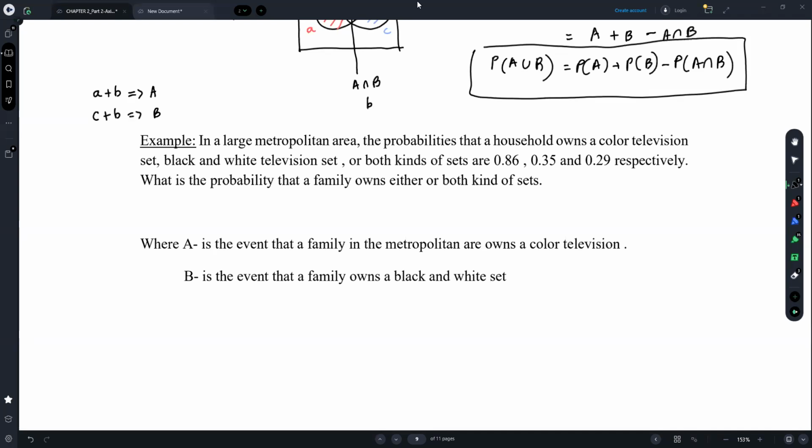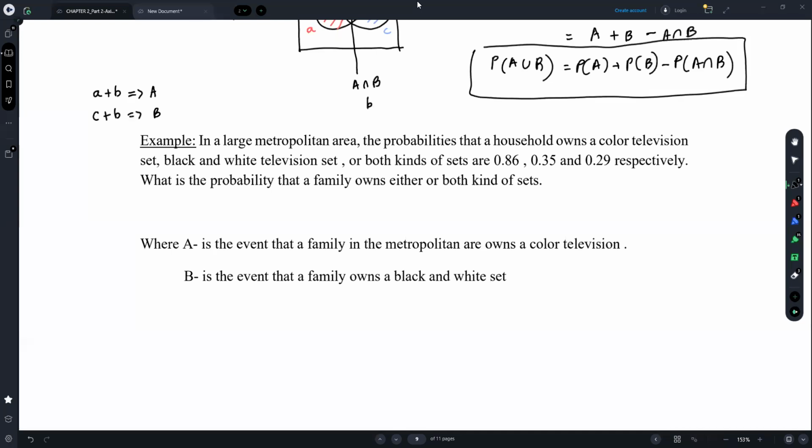Anybody who has the answer? How do you do this? Okay. So if you look at this scenario, in a large metropolitan area, let's say a city, the probability that a household owns a color television set, a black and white television set, or both, those probabilities are given 0.86, 0.35, 0.29 respectively, right? You have to find the probability that the family owns either or both kind of sets.